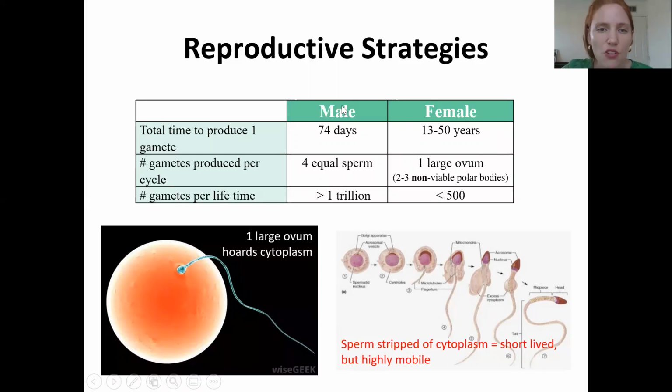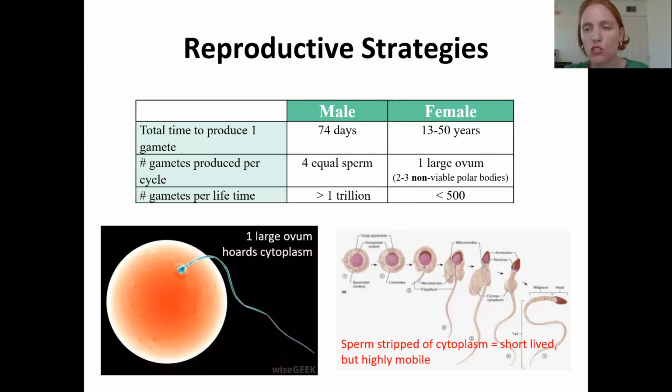Okay, so if you look at this one right here, very quickly and constantly, that means you can make quite a lot of sperm, okay? Over 1 trillion different sperm within one lifetime, whereas the females, it's going to be less than 500. Okay, so you don't have nearly as many, a tiny fraction of the number of total gametes produced in a lifetime.